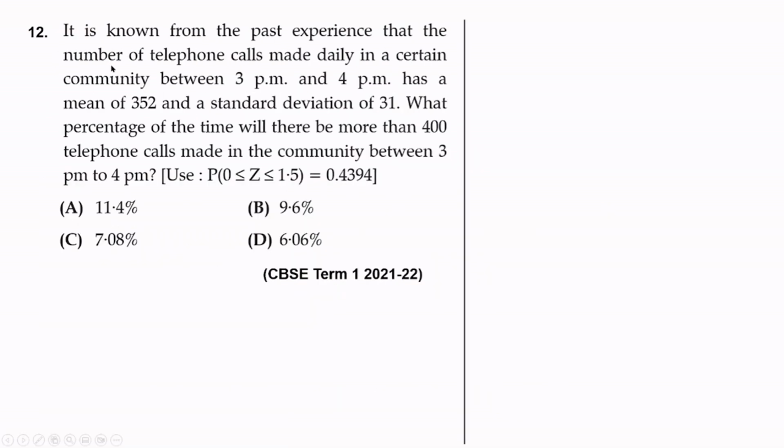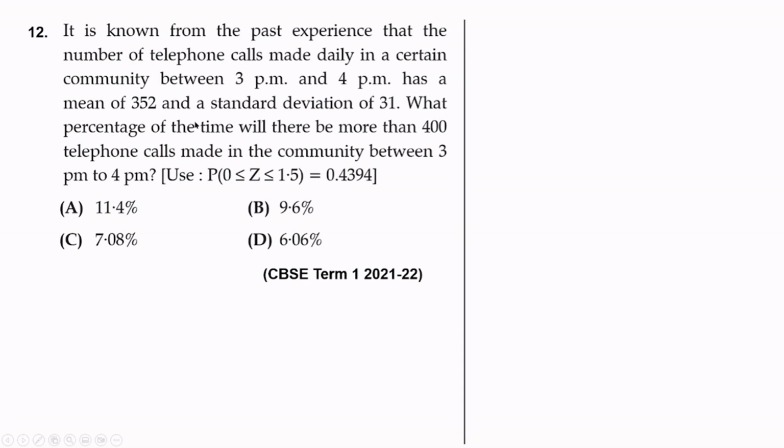Next question. It is known from past experience that the number of telephone calls made daily in a certain community between 3 p.m. and 4 p.m. has a mean of 352 and a standard deviation of 31. What percentage of time will there be more than 400 calls made in the community between 3 and 4 p.m.?